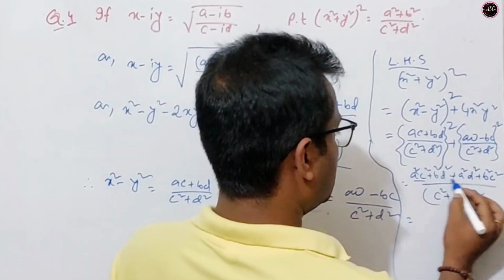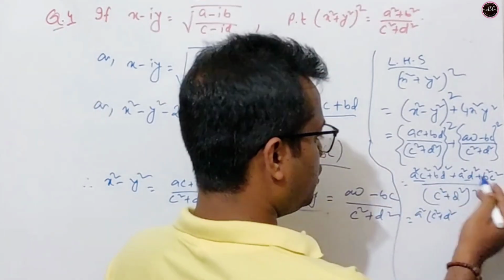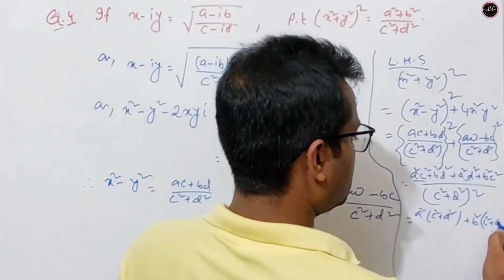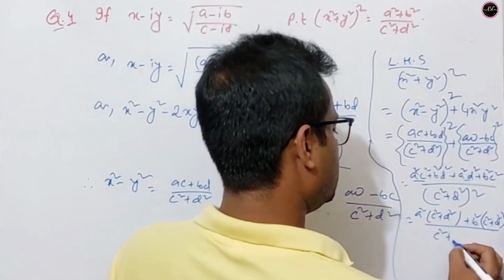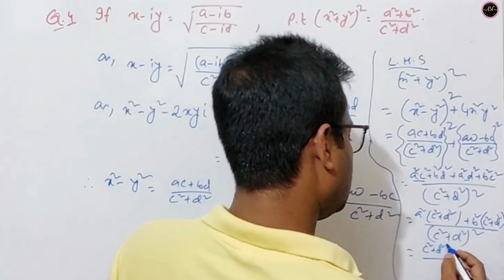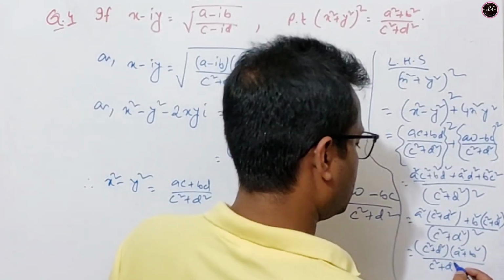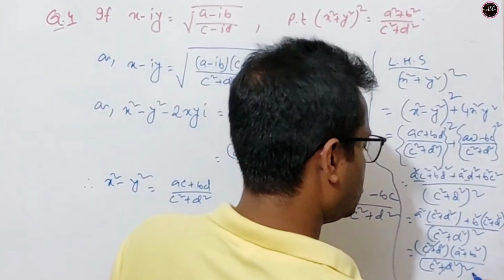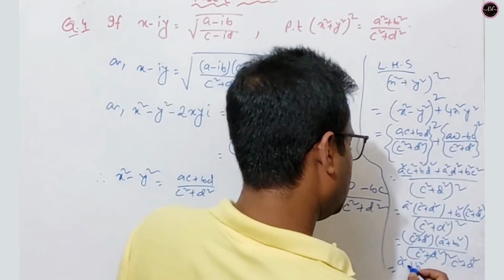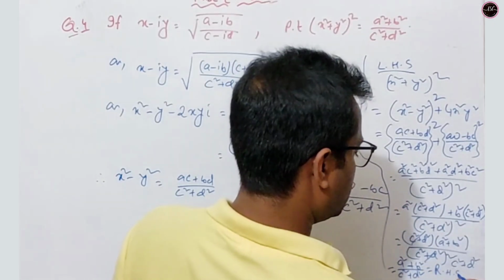Therefore the A part, A square, C square plus D square, will be common between these two, and here common D square, C square plus D square, divided by C square plus D square whole square. Therefore we have C square plus D square into A square plus B square divided by C square plus D square whole square. Now cancelling C square plus D square, we have A square plus B square divided by C square plus D square, equal to RHS. Proved. Okay.